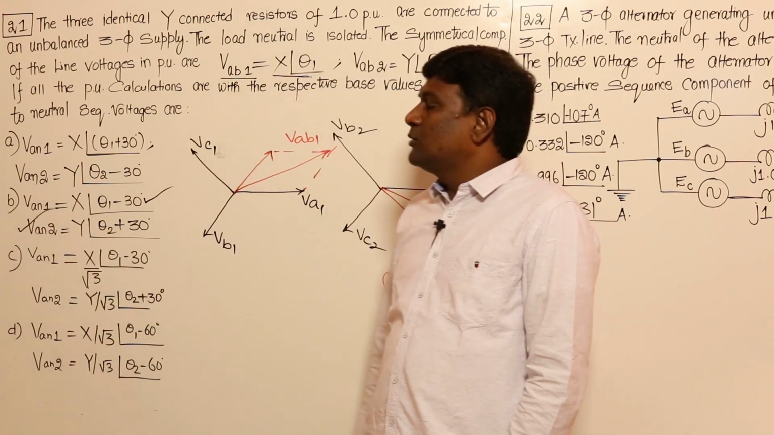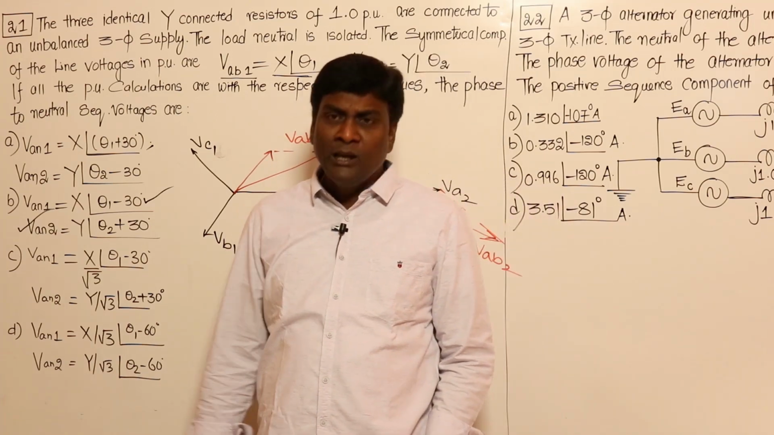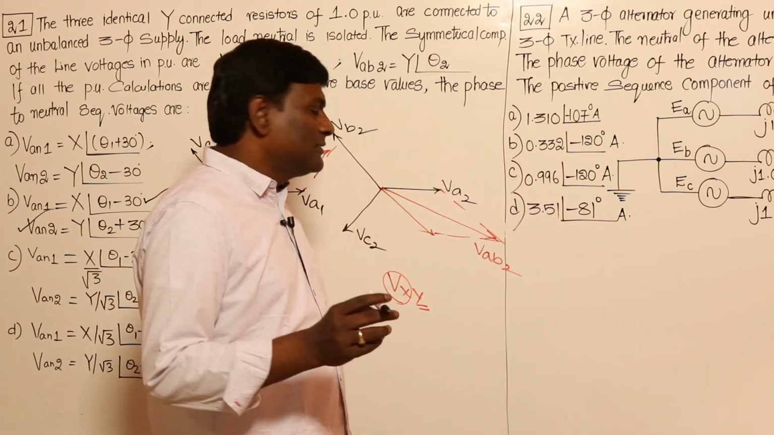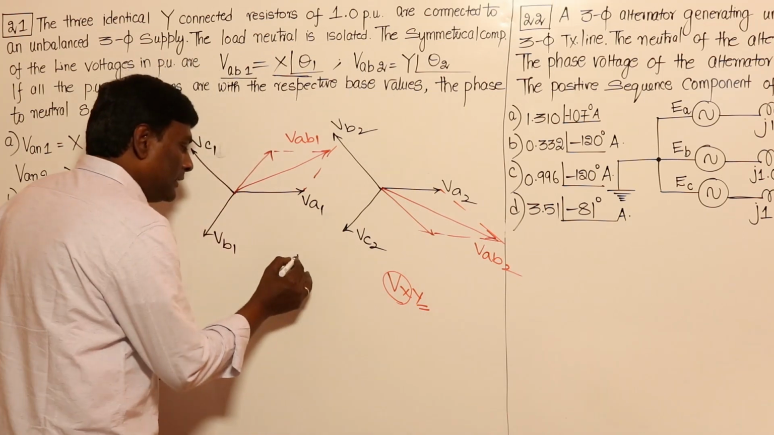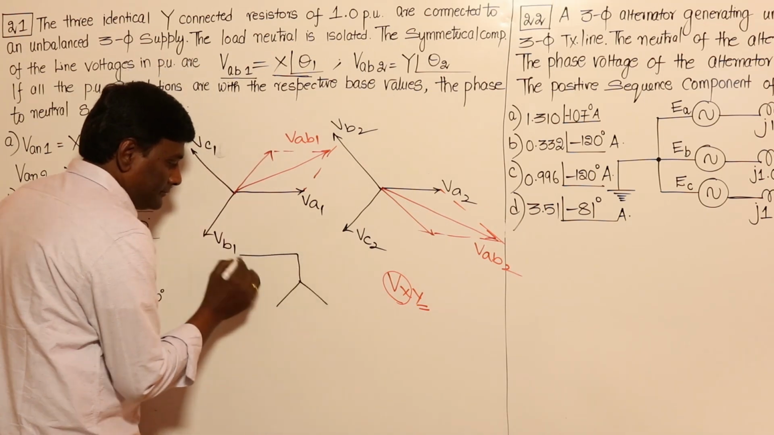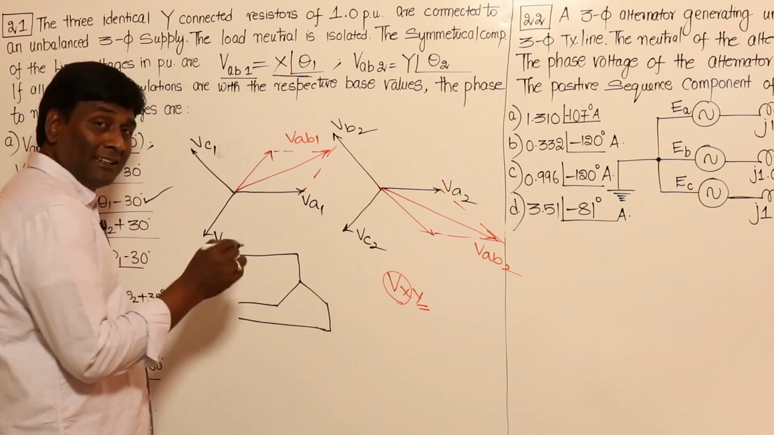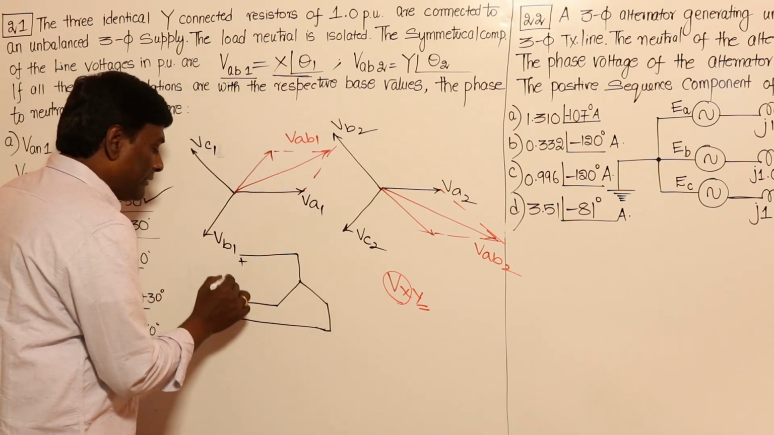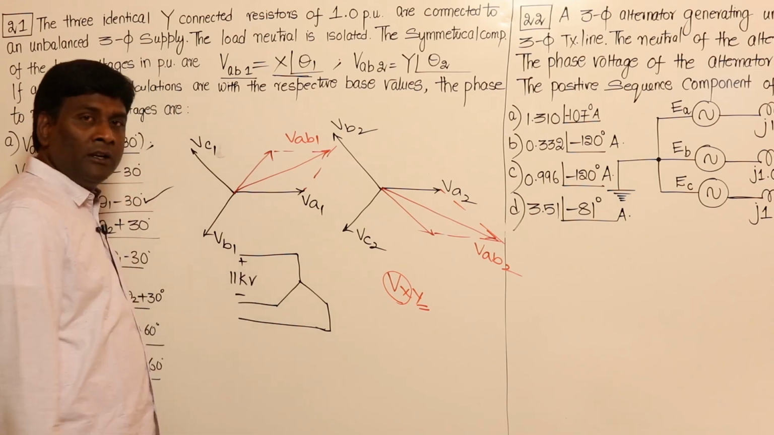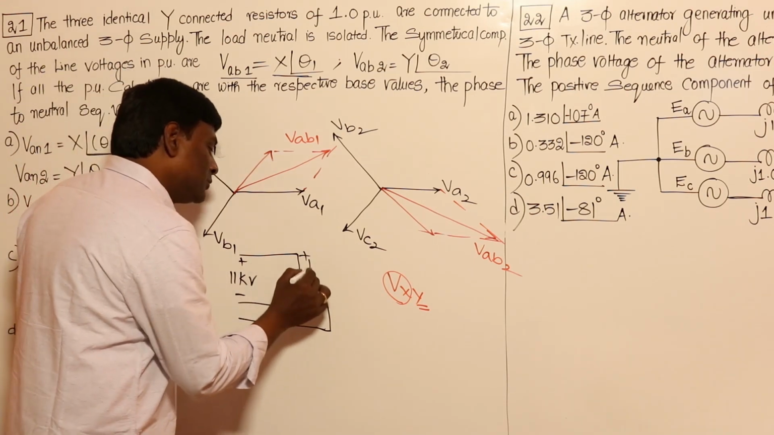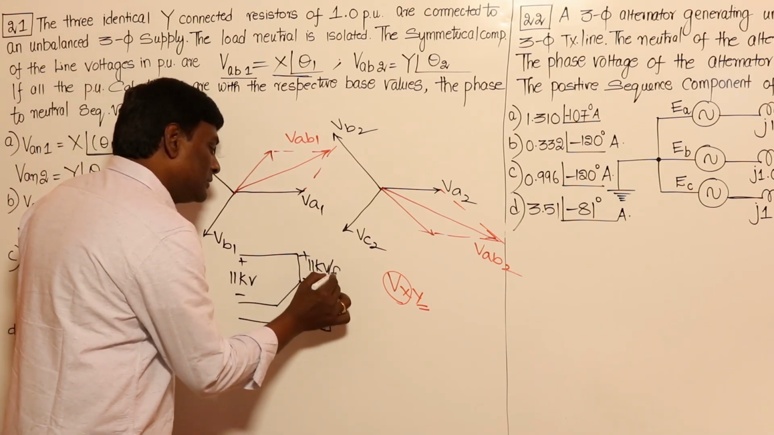Here we have to discuss one more thing about line voltage and phase voltage. For example, in a star connected alternator, the alternator rated voltage is 11 kV. How much will be the phase voltage? It is going to be 11 kV by root 3.